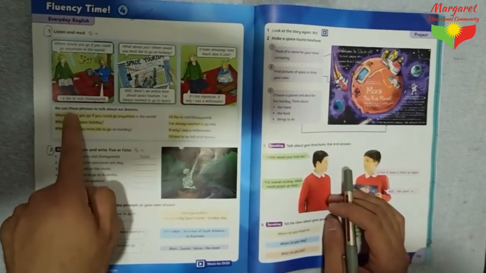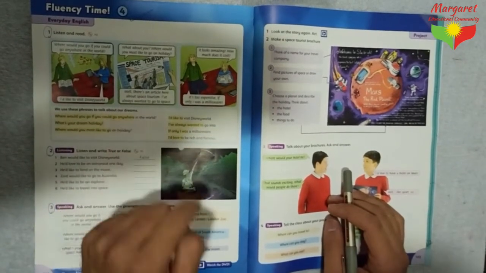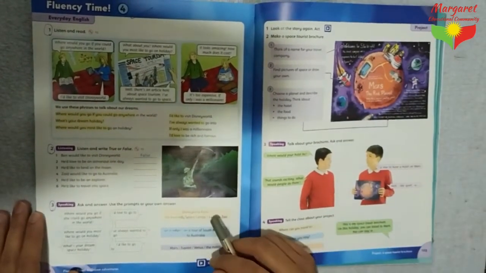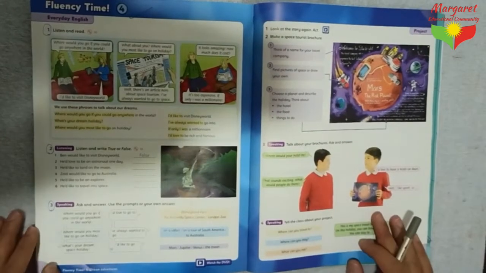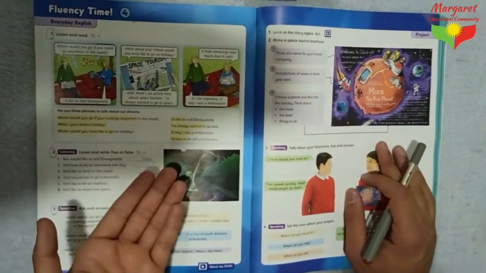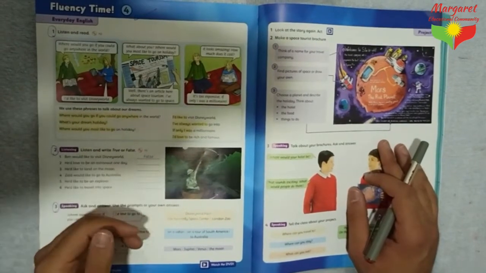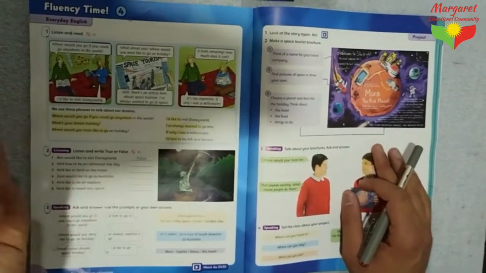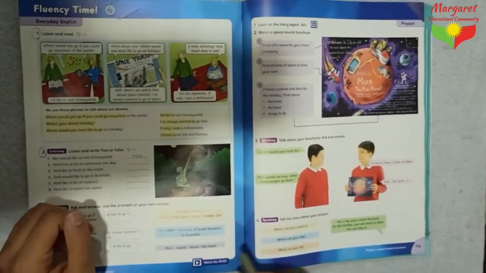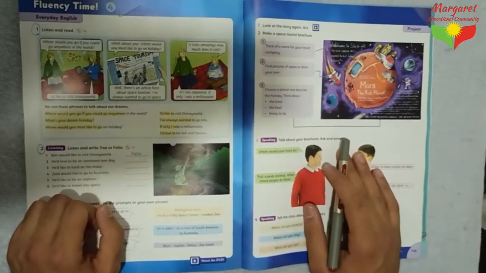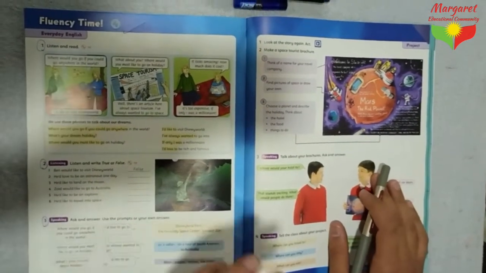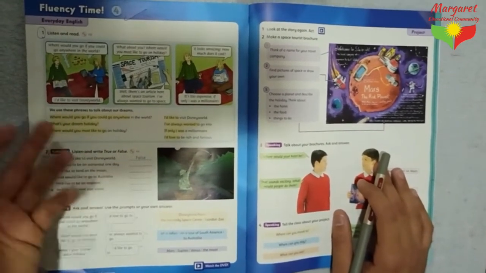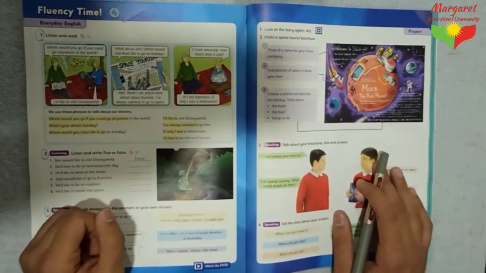Where would you go if you could go anywhere in the world? When you want to talk about your dreams, something you wish or hope to do, you use these phrases. Where would you go if you could go anywhere in the world? I would like to visit Spain. What's your dream holiday? Where would you like to go on holiday? My dream holiday is, for example, Britain. You may say Europe, any country in Europe. Where would you most like to go on holiday? This is another way of asking the same question. You can pick any place.